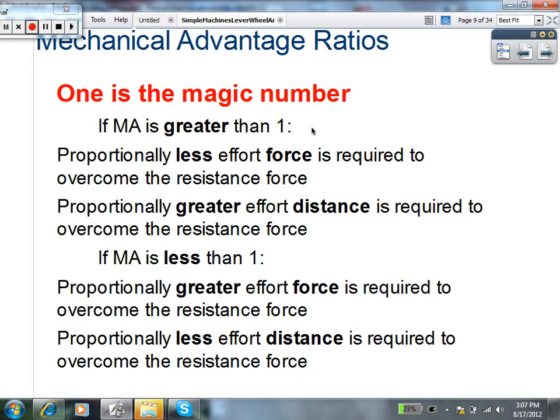However, if the mechanical advantage is greater than 1, there's proportionally less effort force required to overcome the resistance force, and there's proportionally greater effort distance required to overcome the resistance force. If the mechanical advantage is less than 1, proportionally there is a greater amount of effort force required to overcome the resistance force, but at the same time there's proportionally less effort distance required to overcome the resistance.